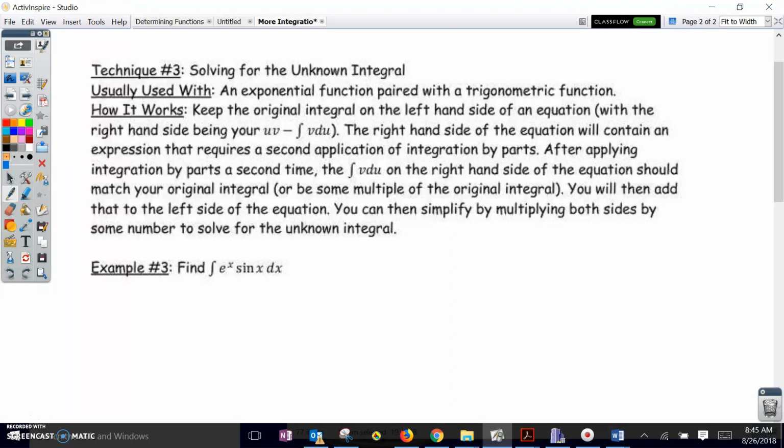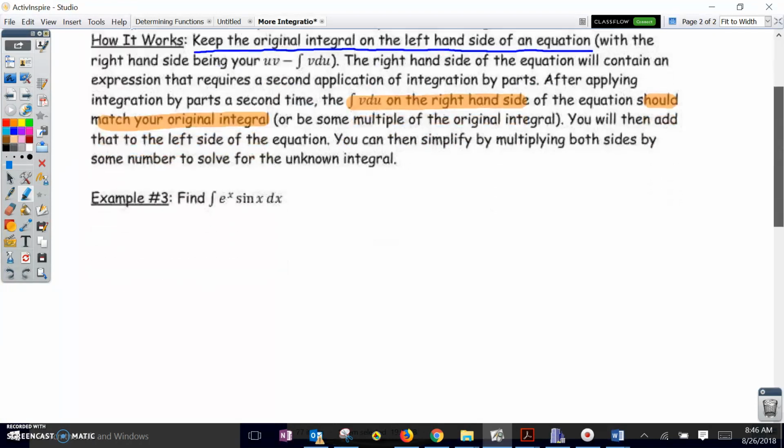Here's what you need to do. You're going to need to keep the original integral on the left-hand side of the equation. And then you're going to integrate by parts on the right-hand side. You'll end up needing a second application of integration by parts on the right-hand side. And after we apply it for the second time, my integral of v du that's on the right-hand side should match the original integral, or be some multiple. And then we're just going to do some algebra in order to find the final integral. So let's take a look at what that looks like.